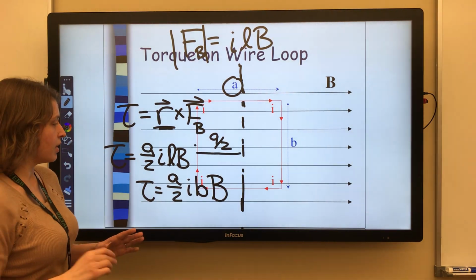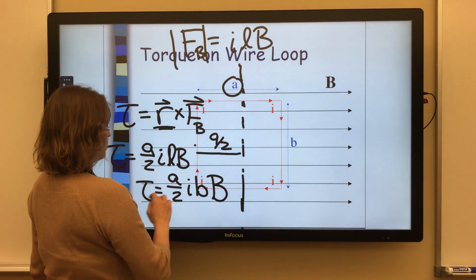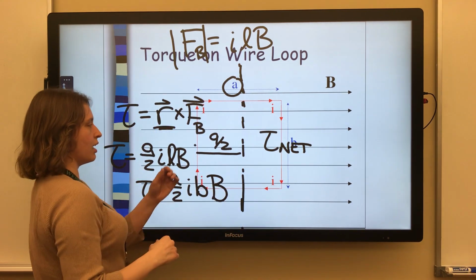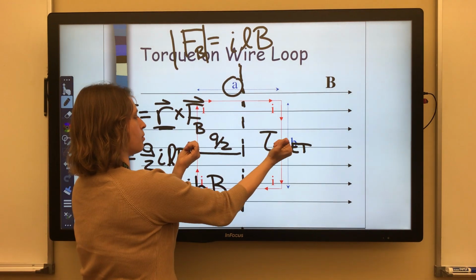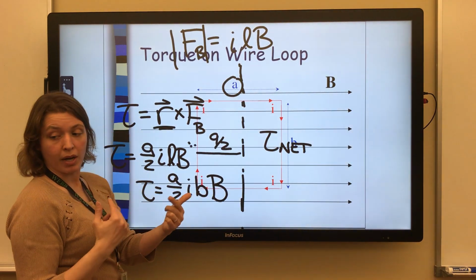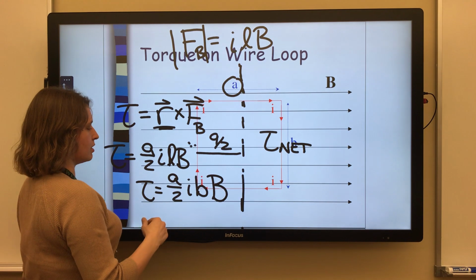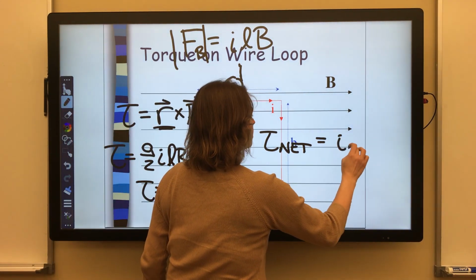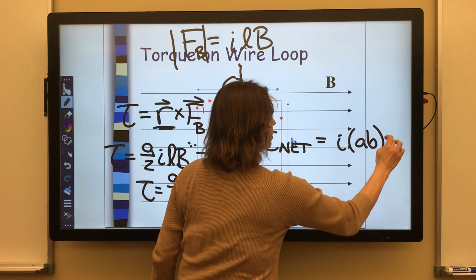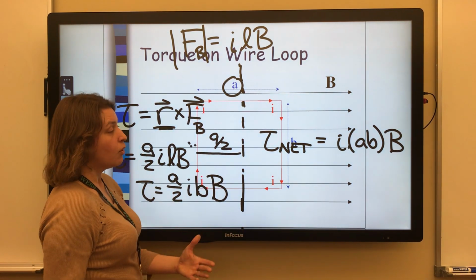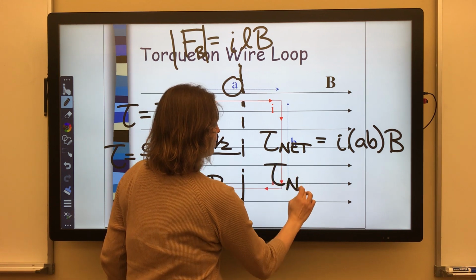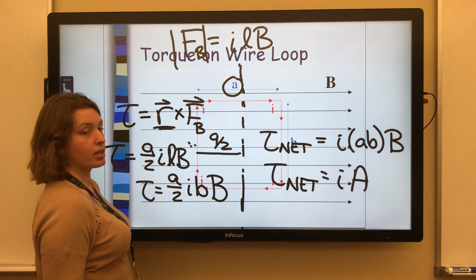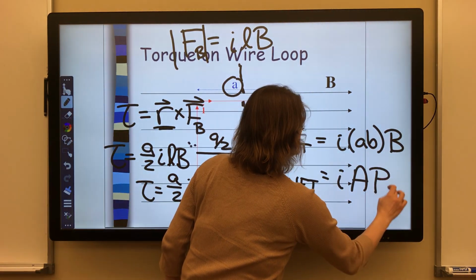Now, there's two of these. So my net torque, because they're going to act together, this is going to pull into the board, this is going to push outward. And so those torques are going to combine. They're going to tend to spin this system in the same direction. So our net torque is actually the current times A times B times the magnetic field strength. One way of simplifying that is to say that it is equal to I times the area of our current carrying loop times magnetic field strength.